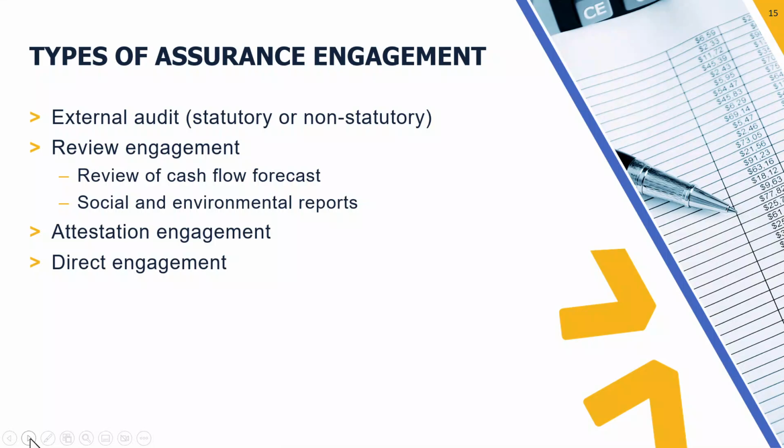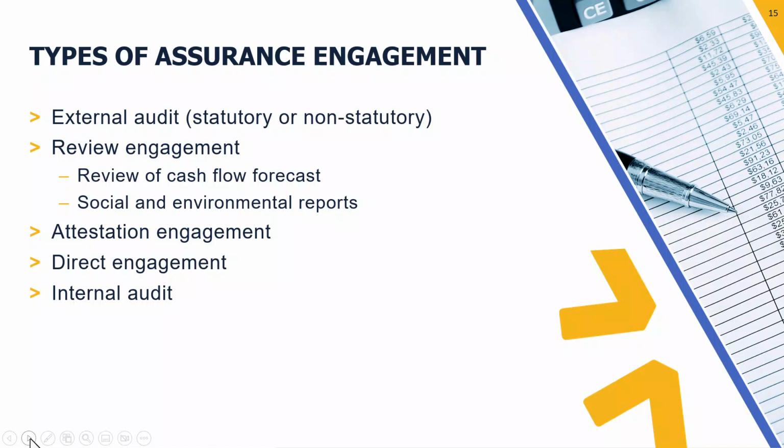Whereas with a direct engagement, we will see this looking at internal controls later on in the course. The practitioner would be the one who is going to be evaluating the performance and measurement and then giving that conclusion. So in summary, with an attestation engagement, the underlying subject matter has not been measured or evaluated by the practitioner, whereas with a direct engagement, the underlying subject matter has been evaluated by the practitioner directly.